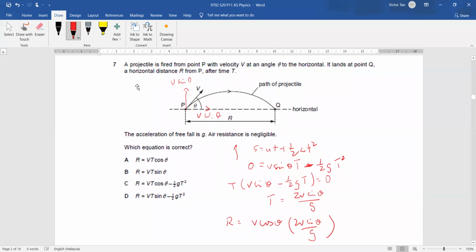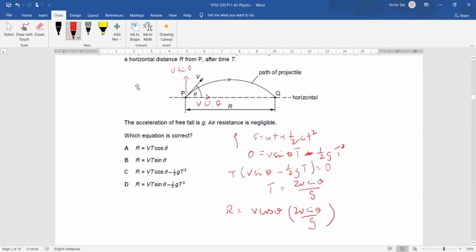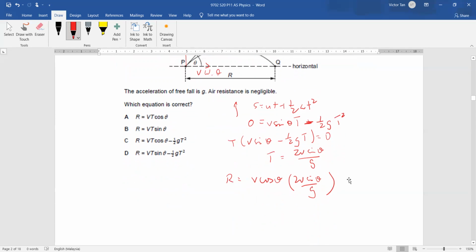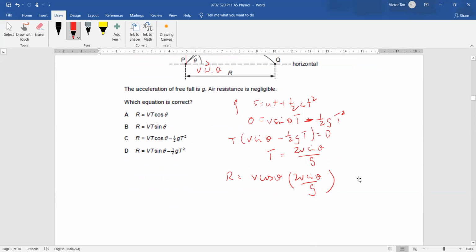Okay, that one. Minus half gt square, vt cos theta, vt sin theta, vt cos theta. Vt cos theta, there seems to be a problem. Okay, correct. So it's basically Vt cos theta only. This one. In terms of T.